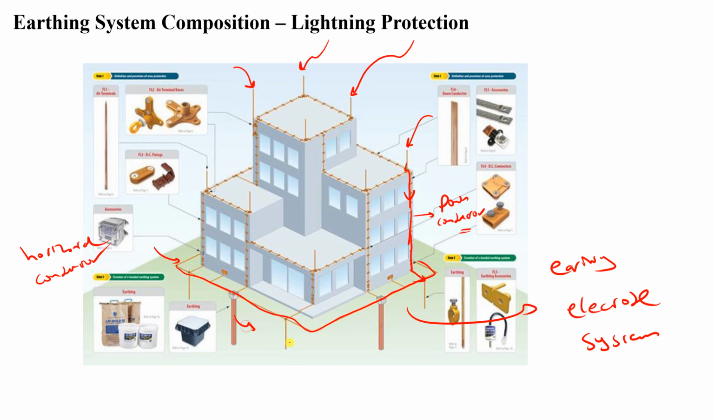This one, this, and this are all exactly similar to each other. This is a vertical electrode. All of these combined together form our earthing electrode system. The current will start going through all of these conductors and start dissipating the lightning strike through the ground. This is how the earthing electrode system looks.